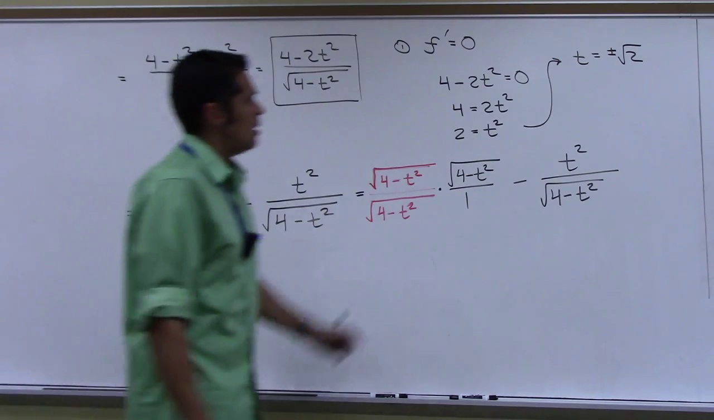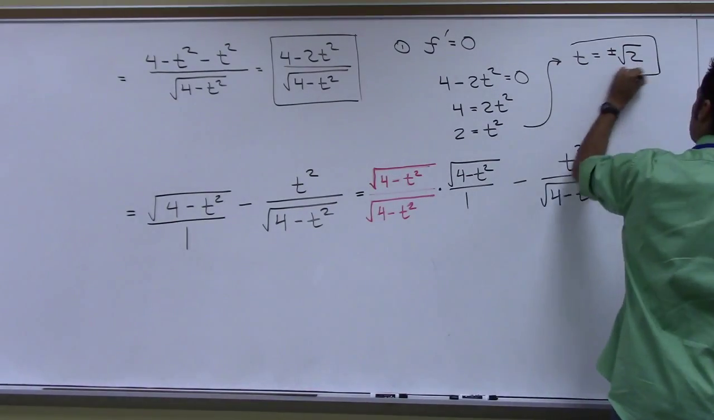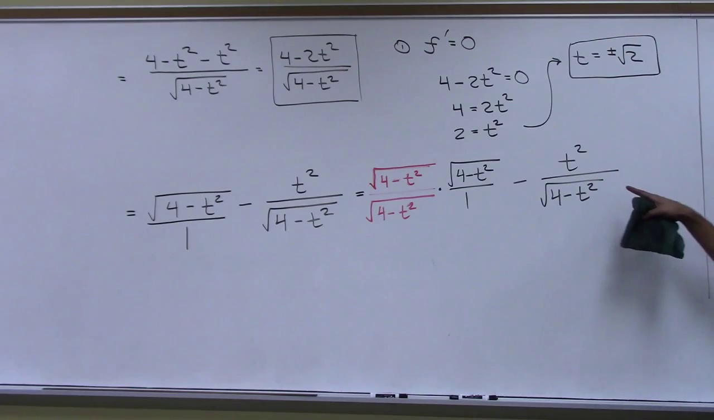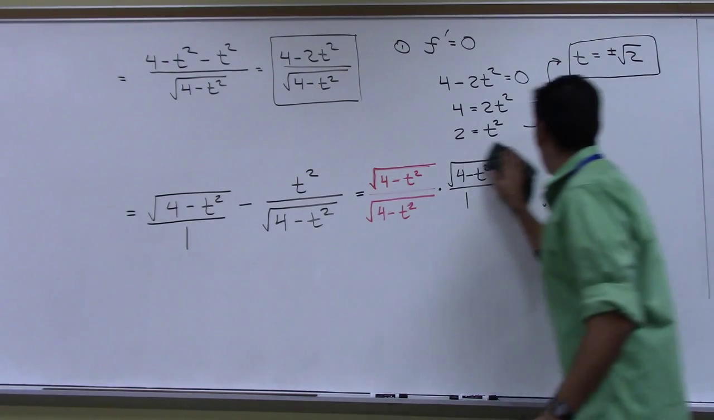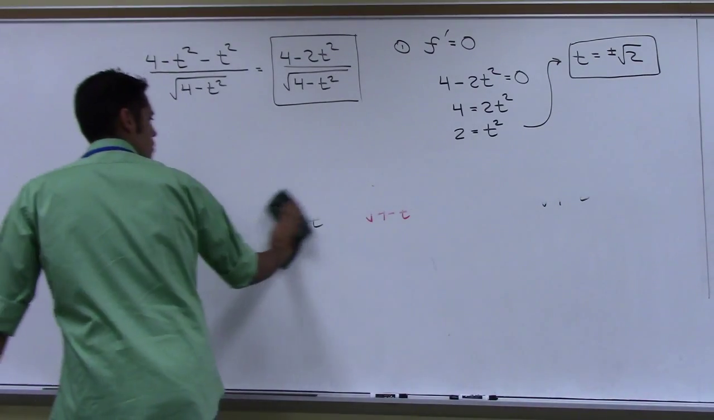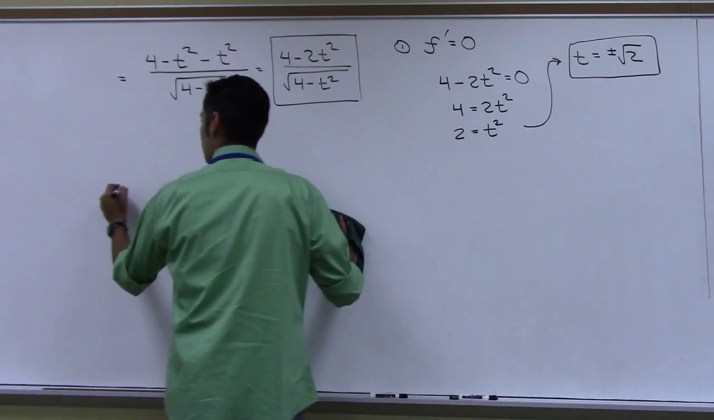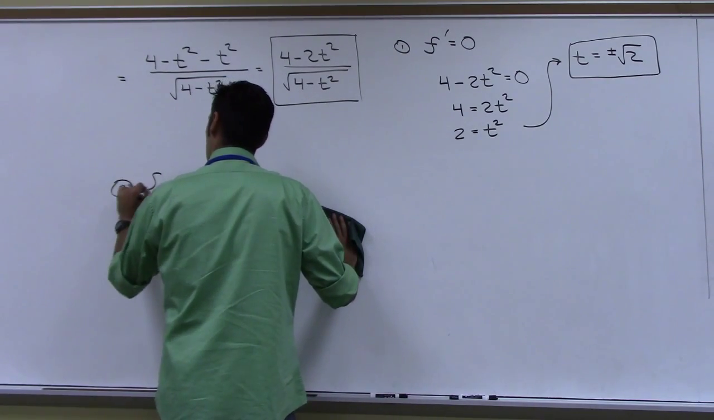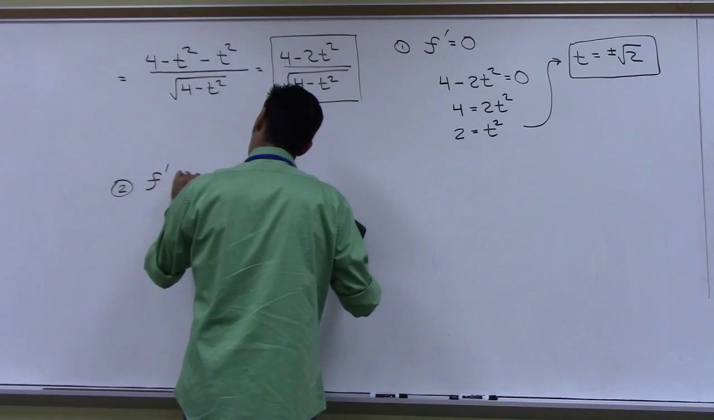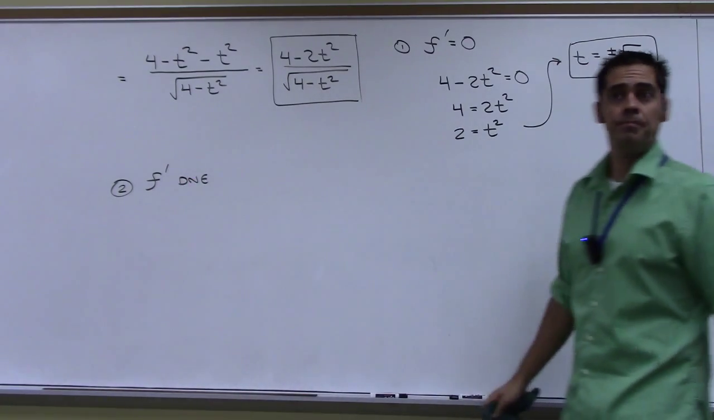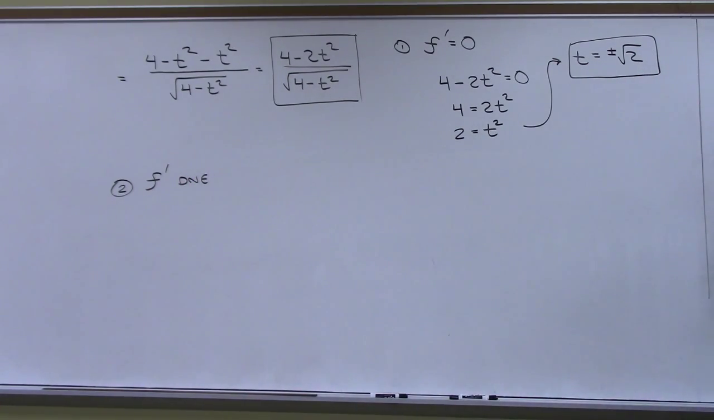So those are 2 critical numbers. I also need to, can I erase this now? Yes? Okay. I also need to figure out where the derivative does not exist. So that's the second thing I'm looking at. Where does the derivative not exist? And do we have an issue?